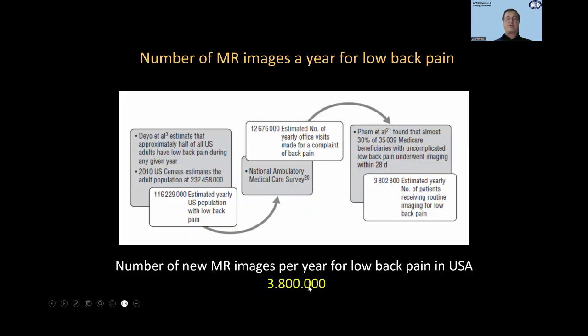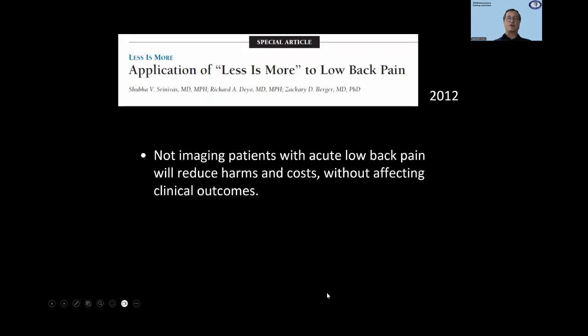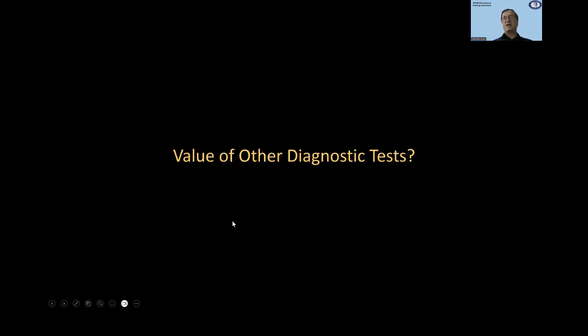This is estimated number of MR images in the United States only, 3.8 million MR images because of back pain only. Because of that, there is a very nice study who has looked if immediate MR image was ordered or not, if the immediate lumbar MR imaging will help the prognosis of those patients. However, they have found that not imaging patients with acute low back pain will reduce harms and costs without affecting clinical outcomes, and it's not necessary.